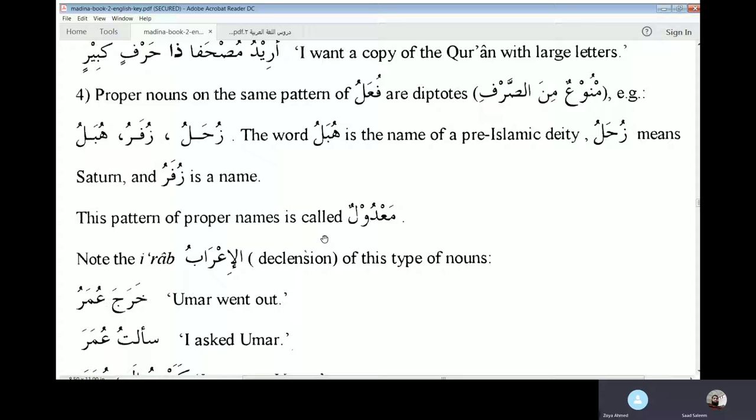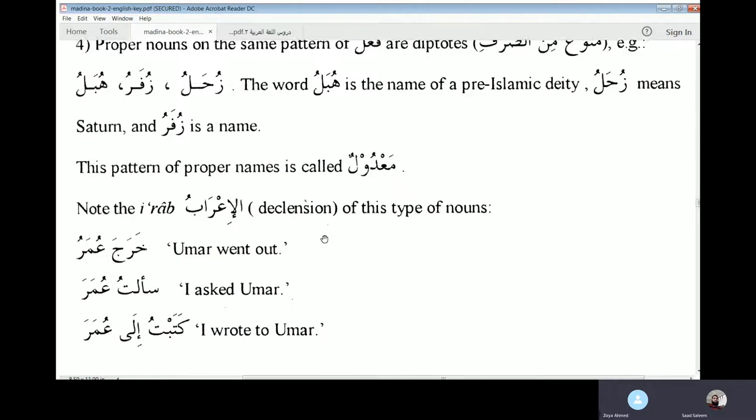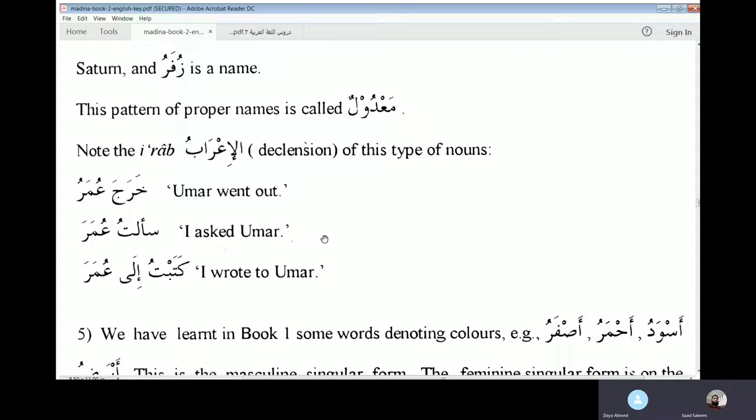The pattern of proper names is called ma'dulun. Note the i'rab of this type of noun. Kharaja Umaru, Umar went out. Sa'altu Umara, I asked Umar. Katabtu ila Umara, I wrote to Umar.